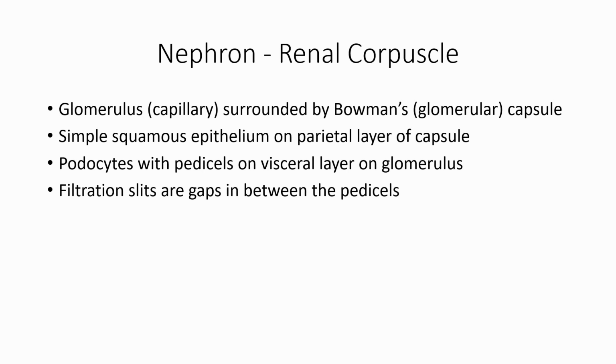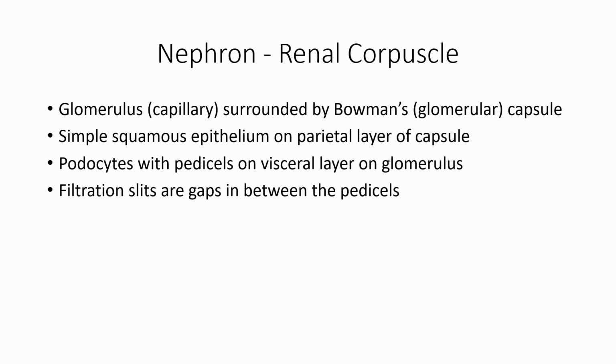So the nephron, the renal corpuscle, right? Again, we're going to talk about this little rounded out section of the nephron, which is sometimes just called the glomerulus, the glomerular capsule. The glomerulus, again, is like a capillary knot surrounded by the capsule. You can call it Bowman's or glomerular capsule. I might use either, but I'm leaning towards glomerular capsule.